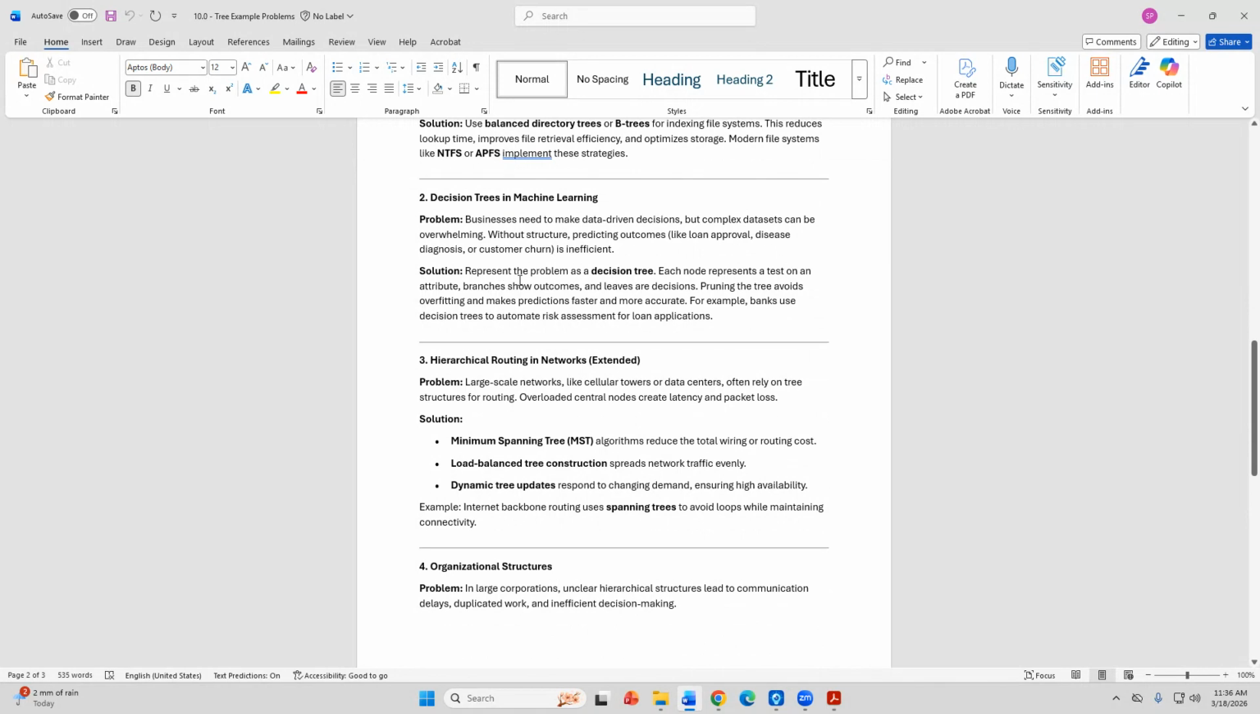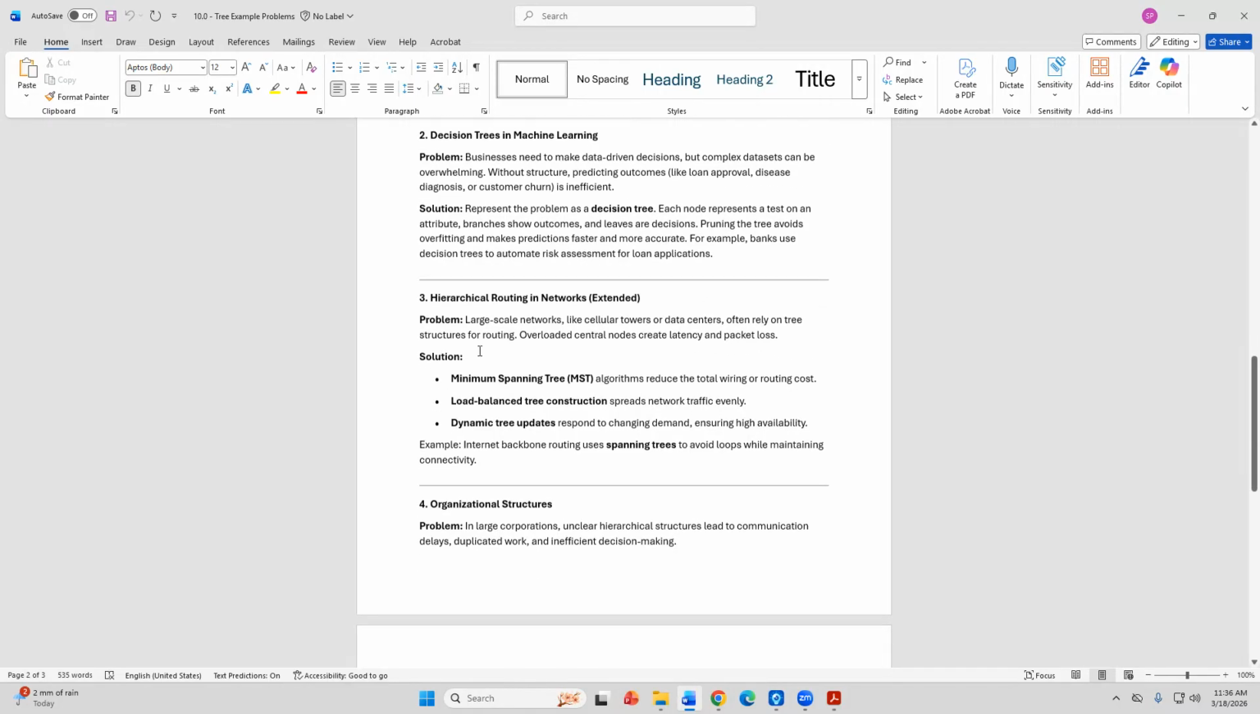Decision trees. Businesses need to make data-driven decisions. Represent the problem as a decision tree. Hierarchical routing in networks. Well, there's the idea of a spanning tree, which we'll cover, a load balanced tree, dynamic tree updates. I'm not going to do this.